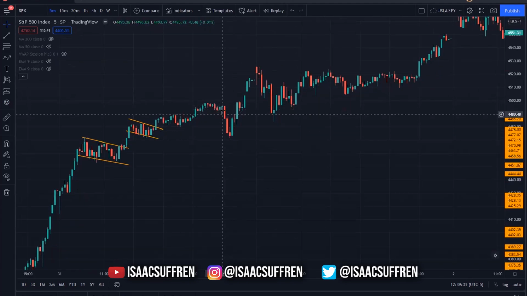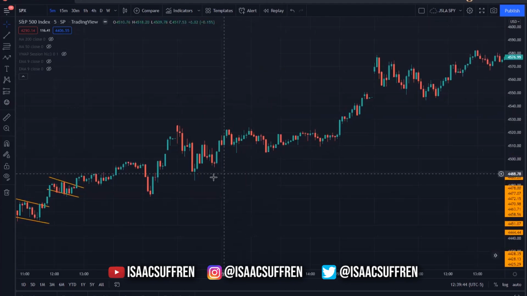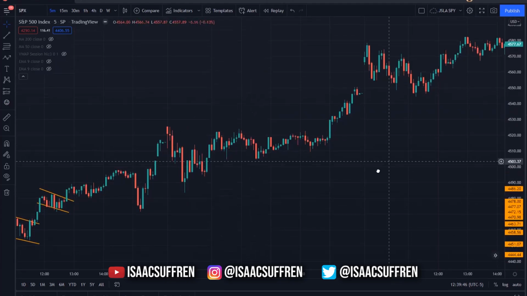Then we come down here, a really aggressive move down. If you know your candlestick patterns, we have an inverted hammer, which is a bearish reversal or bullish reversal pattern. Boom, we hit it. Now we make a move up here, and we have more price action.